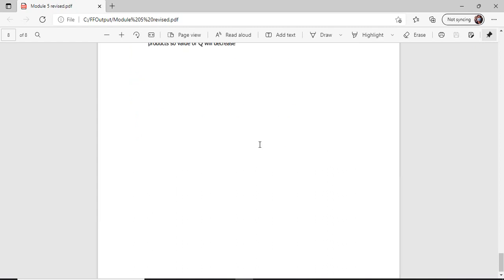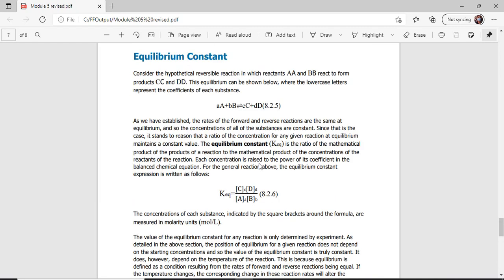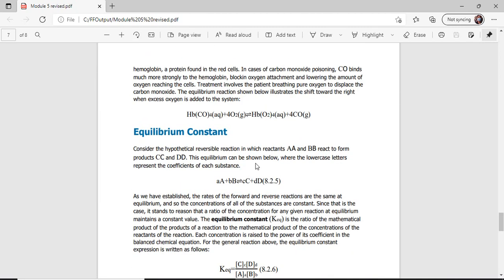Okay, so that would be all sa ato na nga topic regarding sa atong equilibrium balance. So we only have around 3 more chapters to go and we will end this semester.